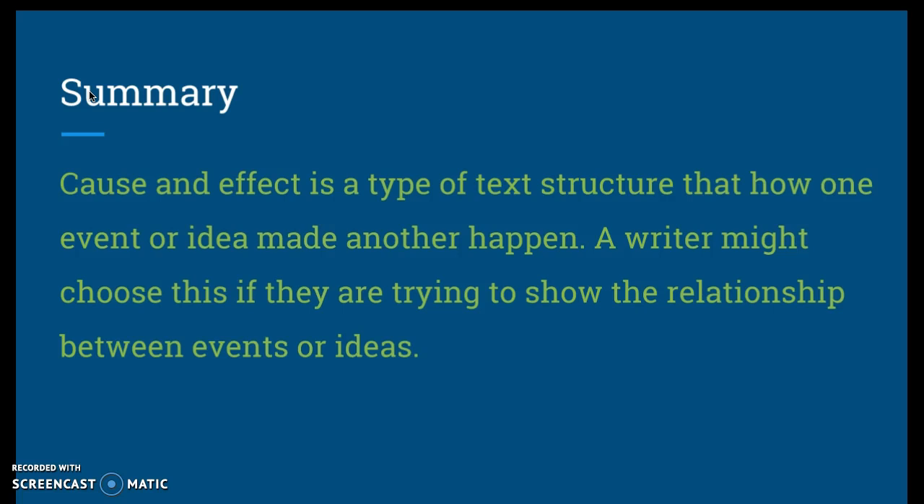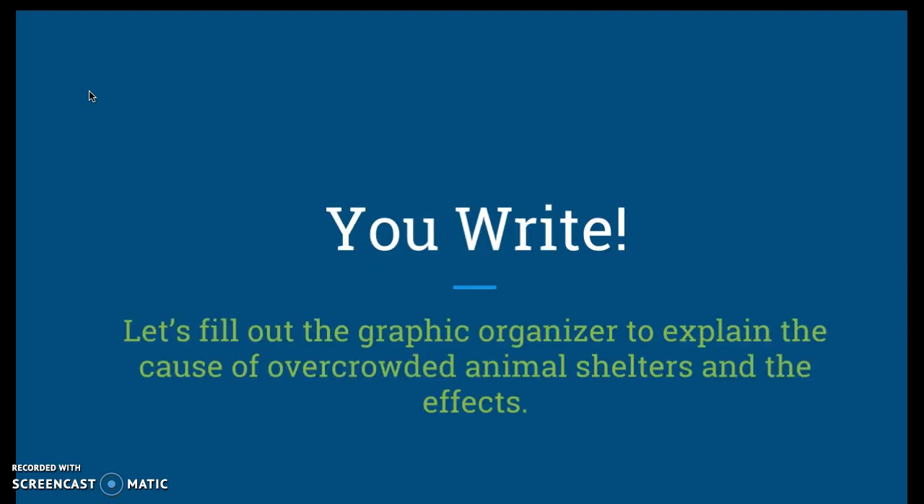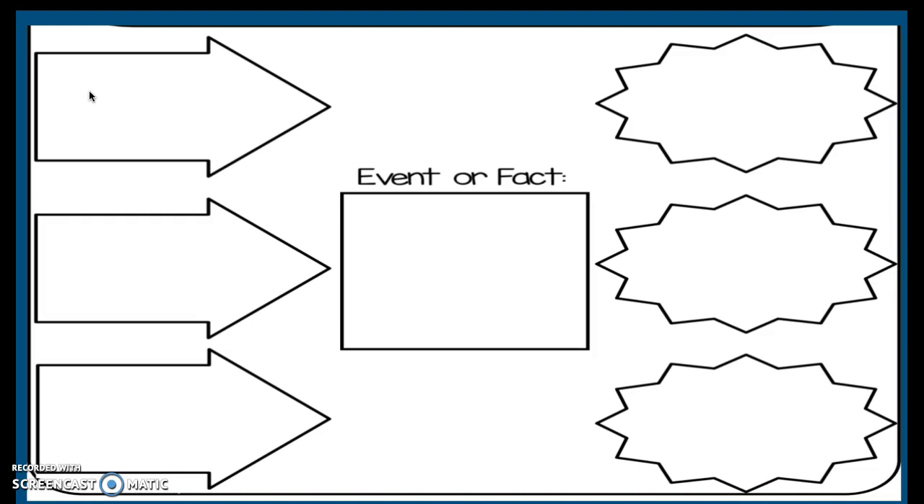All right, so now we're going to move on and we're going to start writing our own cause and effect paragraph. Like I said, we're going to skip the reading passage. So for our cause and effect paragraph, we're going to discuss overcrowded animal shelters. So on your graphic organizer on page 65, and yes, I know that yours looks different than this one. I ended up making copies before I found this one, which I liked better, so y'all got the old one. Sorry. Either way, you're going to put the causes in that big arrow and then the effects in the big starburst. And then the event or fact will go at the top.